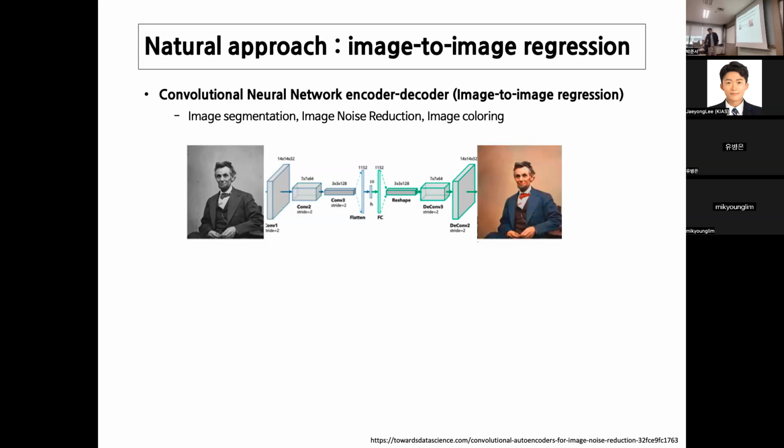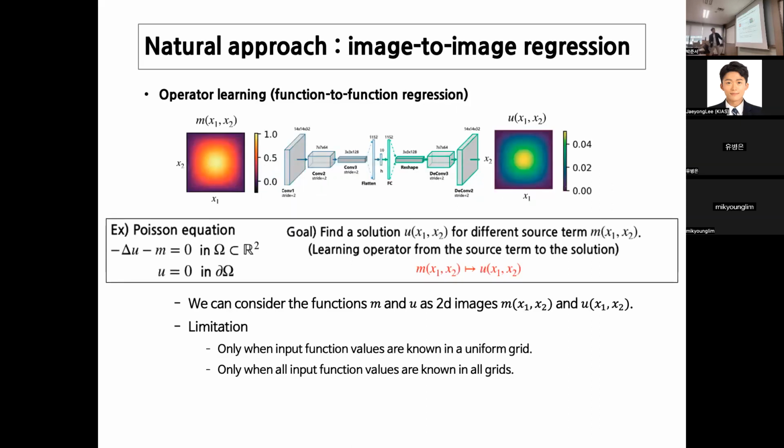So in a natural idea, we can think of this function as an image. If we use this network, image-to-image regression, then for example, if we have a Poisson equation and we want to find this mapping from M to U in the 2D case, then we can think of M(x1, x2) as a 2D image, because for each position x1 and x2, we have the value of this M. Then we can think of these values as an image M(x1, x2).